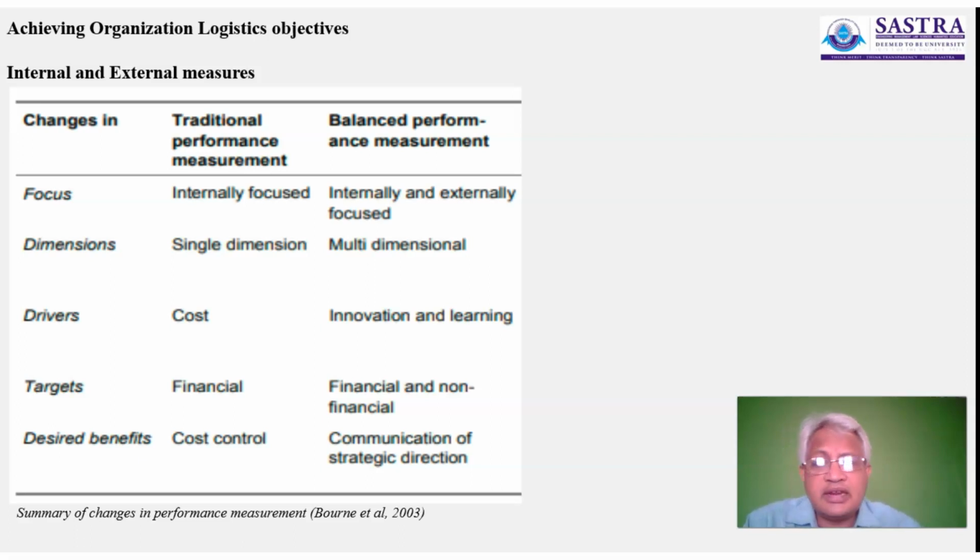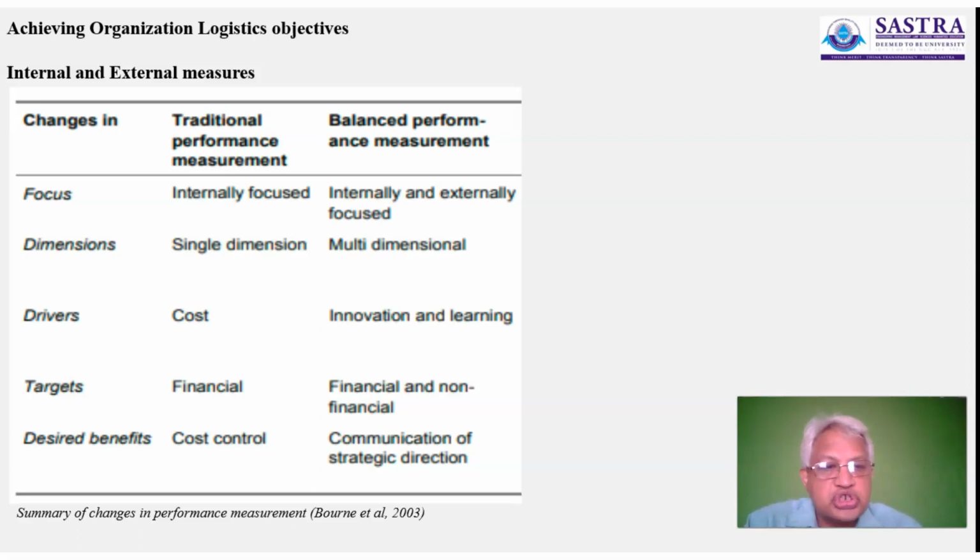The targets now are not just financial, it is both financial and non-financial measures. That is why we call it balanced performance measurement. And the desired benefit here is the most important. It says communication of strategic direction, which is a very important way to inform the entire organization personnel about what the top management team expects from them.